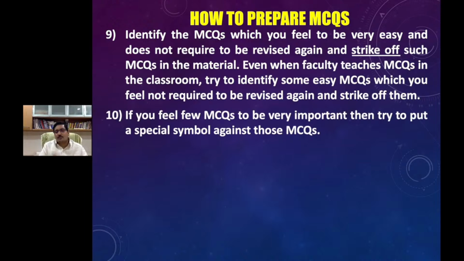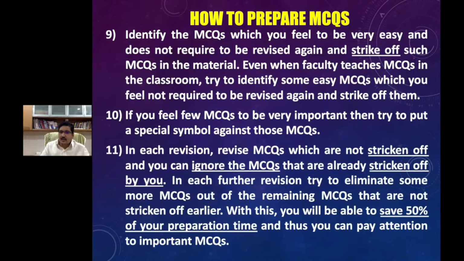If you feel few MCQs to be very important, then try to put a special symbol against those MCQs like star mark or some other symbol of your choice. That means easy MCQs, unimportant MCQs, strike off. Important MCQs, tough MCQs, star mark. In each revision, revise MCQs which are not struck off and you can ignore the MCQs that are already struck off by you. In every revision, you ignore the MCQs already struck off by you and revise only the remaining MCQs.